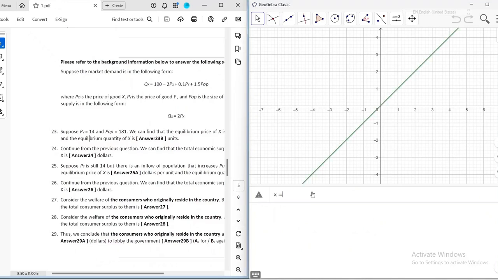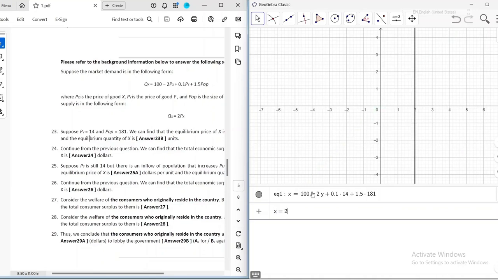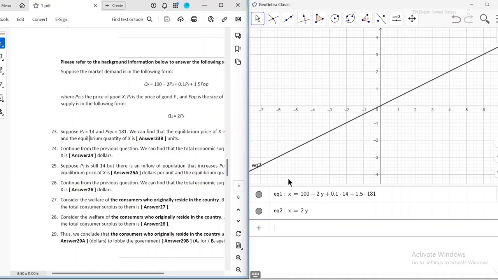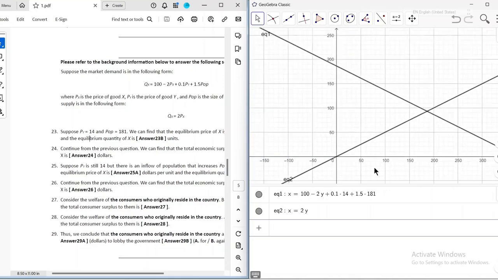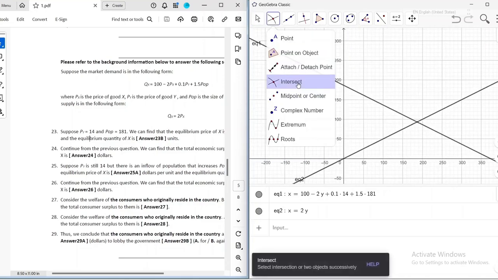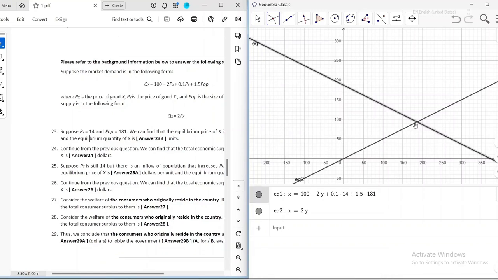So the demand relation is x equals 100 minus 2y plus 0.1 times Py, where Py is given as 14, plus 1.5 times population, which is 181. Okay, and then supply is x equals 2y. Let's see where is the intersection point. Let's find out this point. So as you can see, quantity is 186.45 and the price is 93.23.